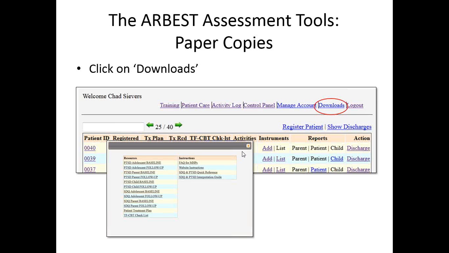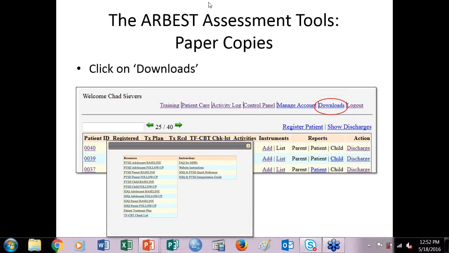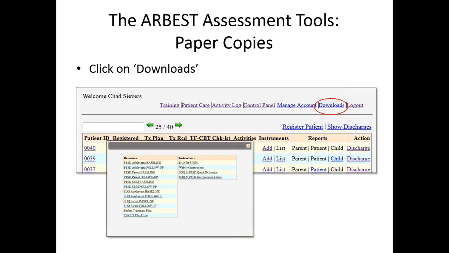I mentioned this at the top of the webinar, but downloads, make sure you check those out. That's where all our paper copies are. On the left, we have all the assessment tools, and on the right are our website instructions and the SDQ and PTSD interpretation guide, which is also included in one of your handouts. If you ever have questions about that or want more information, please let me know and contact me.